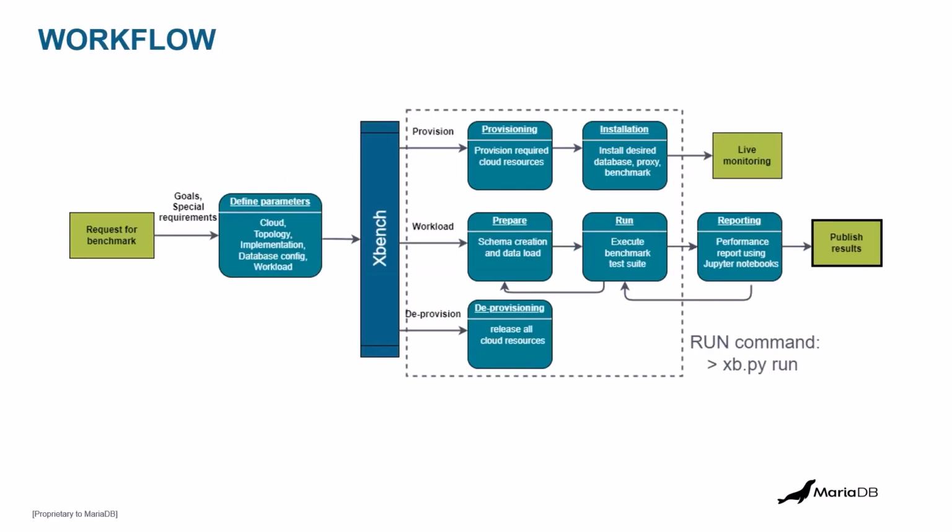Now, a typical workflow begins at a request for a benchmark or for some performance data. We use this to collect our requirements and figure out what the goals are. And then we begin defining the certain parameters like what cloud we're using, topology, the implementation, database configuration, and workload. Then we can run Xbench in 3 different phases. The first phase is the provisioning phase, where we provision all of our resources in the cloud and install all the necessary software.